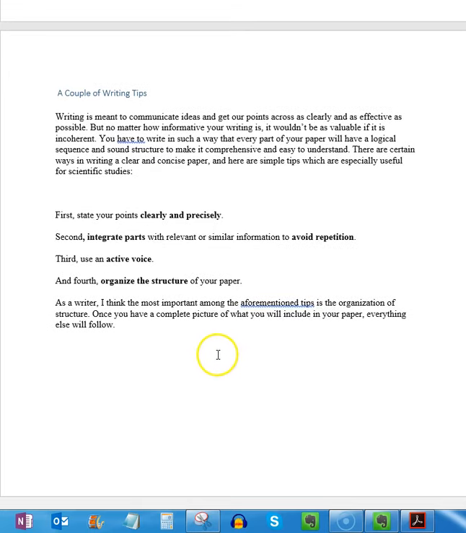So some tips. Writing is meant to communicate ideas and get our points across as clearly and effectively as possible. But no matter how informative your writing is, it wouldn't be as valuable if it is incoherent. You have to write in such a way that every part of your paper will have a logical sequence and sound structure to make it comprehensive and easy to understand. There are certain ways of writing clear and concise papers, and here are some simple tips which are useful for scientific studies. Of course, this comes from the APA website, the apa.org website.